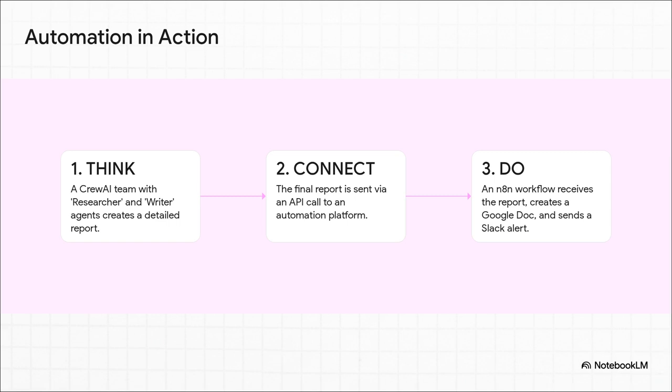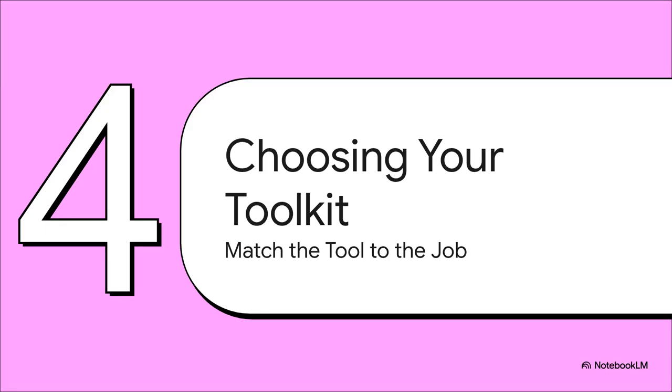Then we connect. Once that report is done, the CrewAI system makes a simple API call, sending the finished report over to a doer platform. And finally, the doing. An end-to-end workflow catches that report, automatically creates a new Google Doc, uploads it to your team's shared drive, and then, boom, sends a Slack notification to everyone that the new report is ready. See? Perfect synergy. So, with this map of thinkers and doers, you can finally stop guessing and start making strategic choices. It's all about matching the core idea of the tool to the specific job you need to get done.